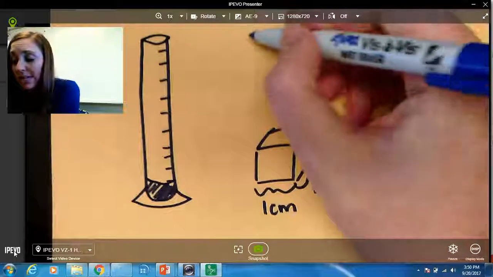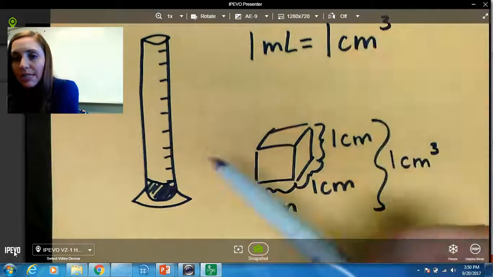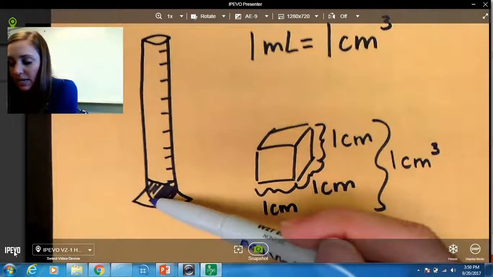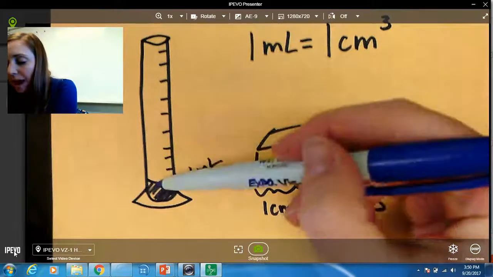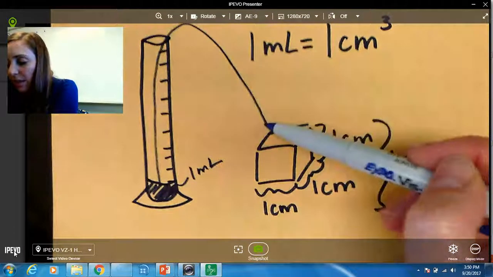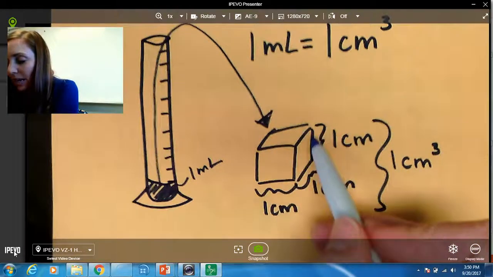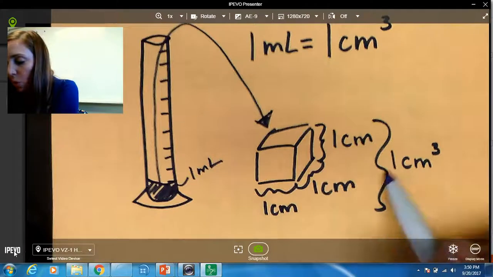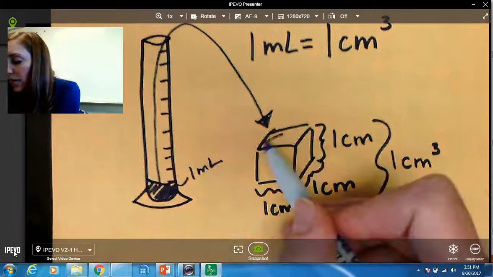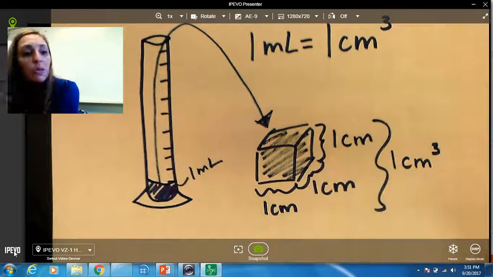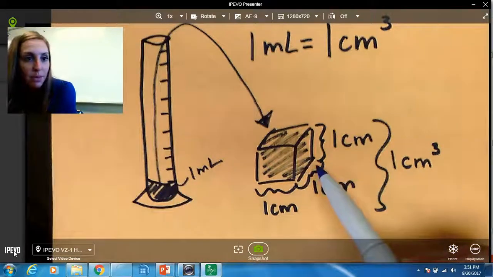Now one thing to know is that 1 milliliter is equal to 1 cubic centimeter. Let's say I have a liquid in this graduated cylinder and it has a volume of 1 milliliter. If I were to pour that liquid into this cube, which has an opening, and this cube is 1 centimeter by 1 centimeter by 1 centimeter, so 1 cubic centimeter, because 1 times 1 times 1 is still 1, then this would perfectly fill this cube with nothing extra and nothing leftover, because 1 milliliter always occupies 1 cubic centimeter.